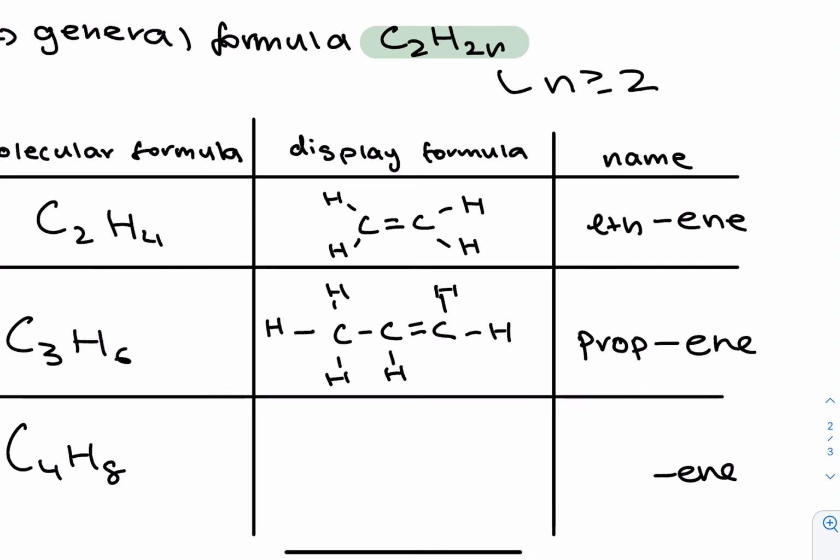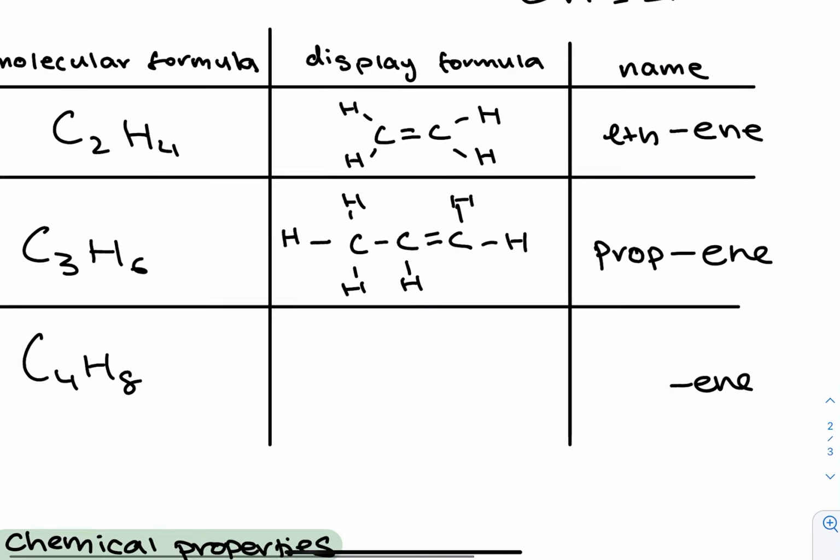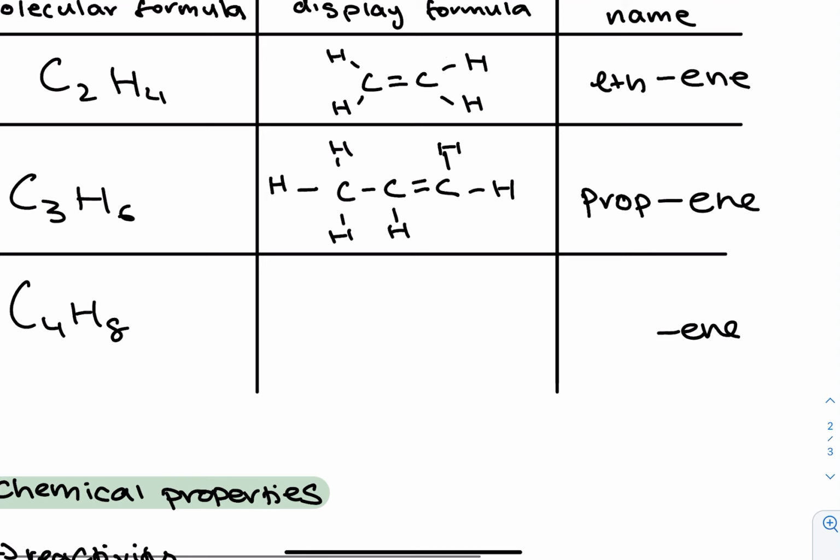Now let's just double check. So for this carbon atom, we have 1, 2, 3, 4. For this one, we have 1, 2, 3, 4. And for this one, we have 1, 2, 3, 4. So it still matches our rule, which is that each carbon atom has to bond to 4 other atoms. And lastly, we have C4H8. So that's going to be butene.